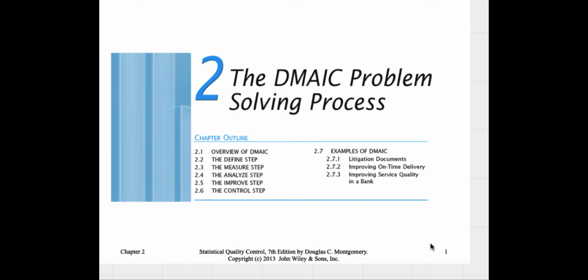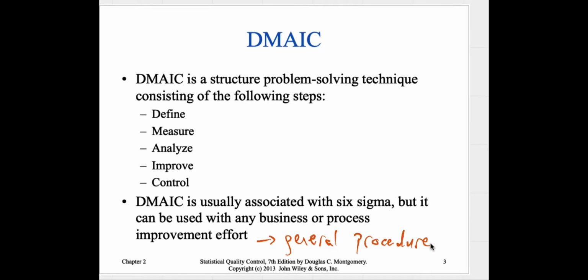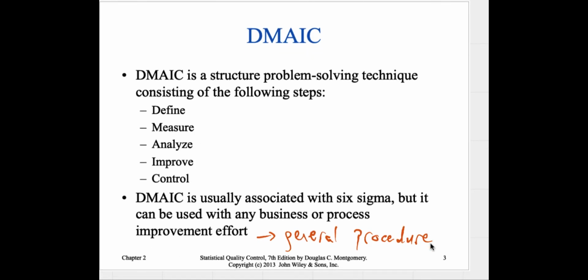Here we are going to talk about the DMAIC problem solving processes. DMAIC stands for the steps. We are going to see the details in the next slides. The steps are define, measure, analyze, improve, and control. DMAIC is a general problem solving technique, and we can apply it to any improvement effort in the business and the process side. Maybe it is commonly associated with Six Sigma, but this is an improvement procedure, so we can implement it in other efforts too.